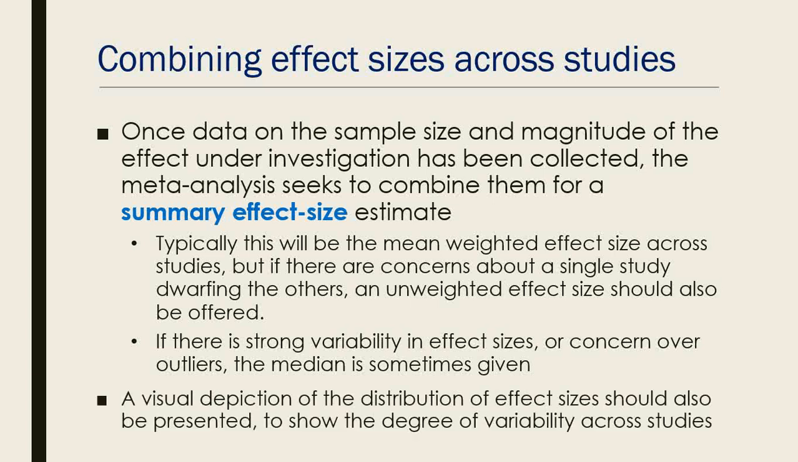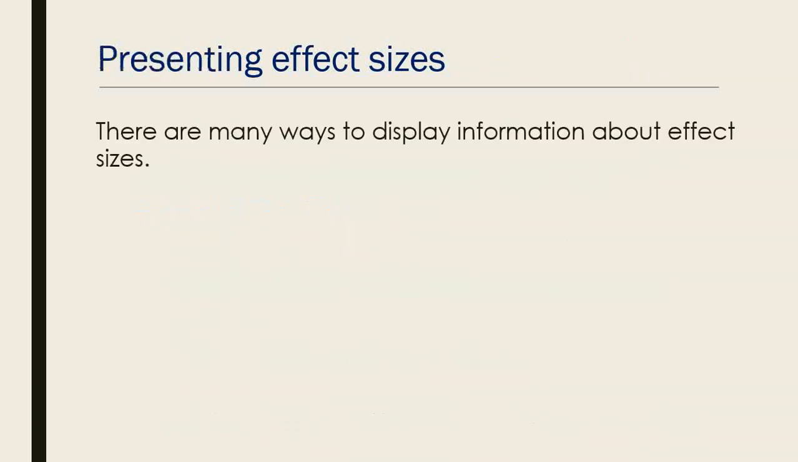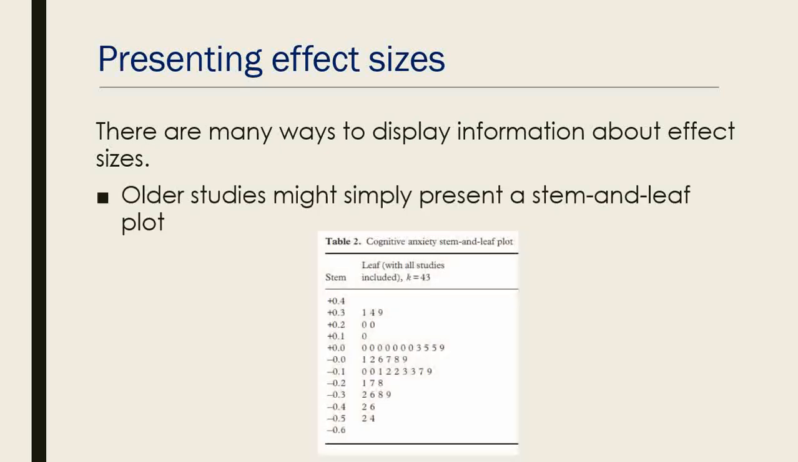Now, a visual depiction of the distribution of effect sizes should also be presented. This is to show the degree of variability across studies and to convey this to the reader. Now, there are many ways to display information about effect sizes. Older studies might simply present a stem and leaf plot.